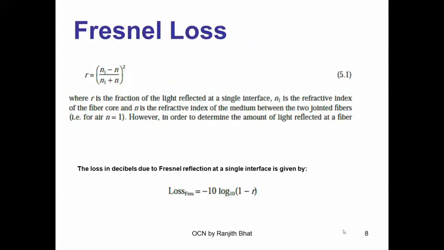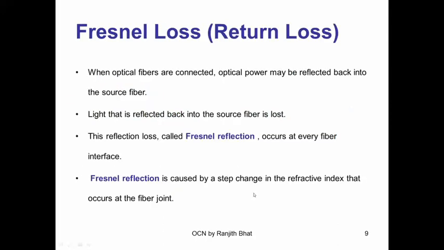Alright. So the first one is the Fresnel loss. Remember, for Fresnel loss, we have to calculate R first. R is calculated with this formula, where N is the refractive index of air, and N1 is the refractive index of the core. It is an easy calculation, and substituting R here will give us Fresnel's reflection at a single interface. So the loss at Fresnel is equal to minus 10 log base 10 of (1 minus R).